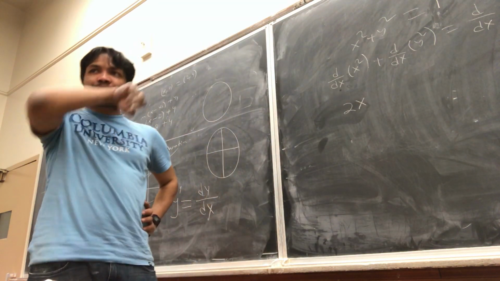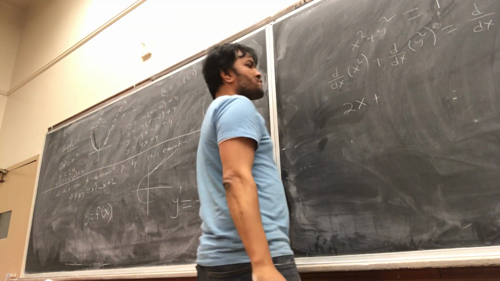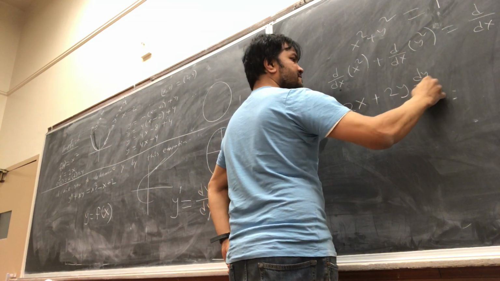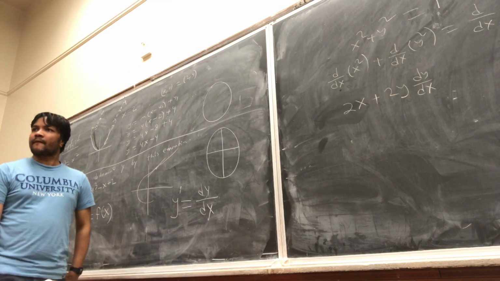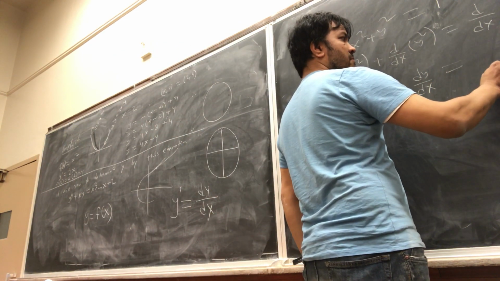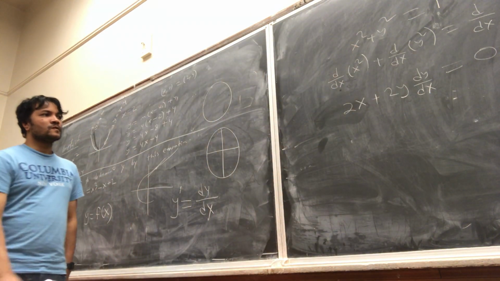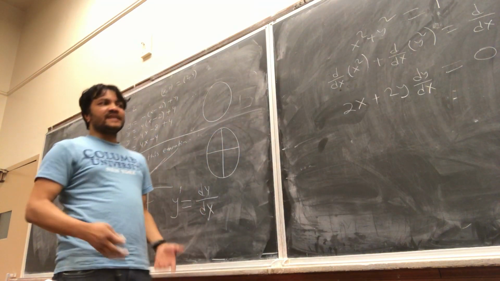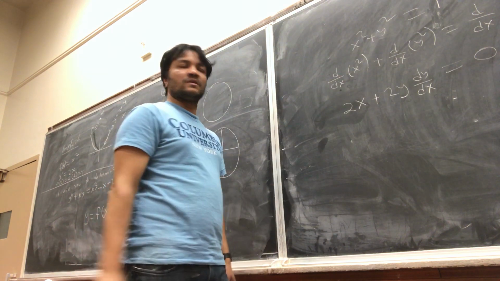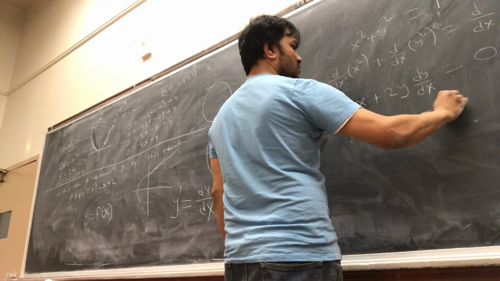We'll take it using a technique called implicit differentiation. So we're going to write plus 2y, and we're going to write dy dx. What is the derivative of a constant? Yeah, the derivative of a constant is 0. So we're going to keep dy dx on the left side and send everything to the right side. So 2y dy dx is equal to minus 2x.